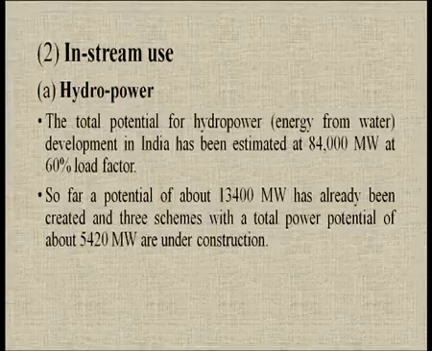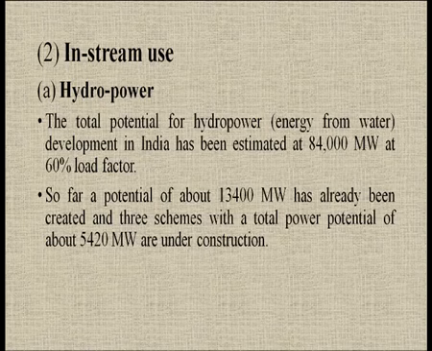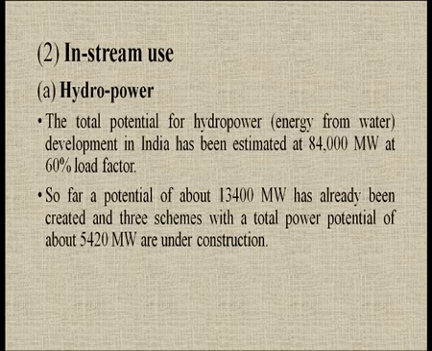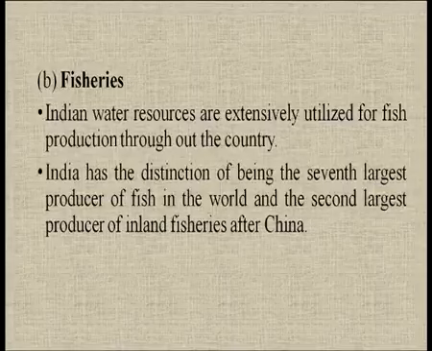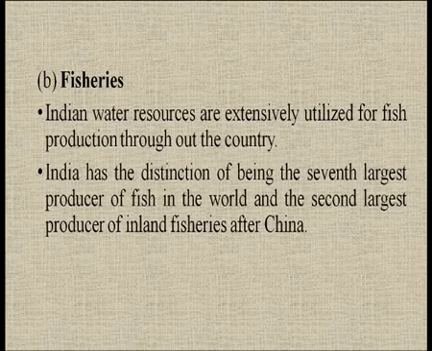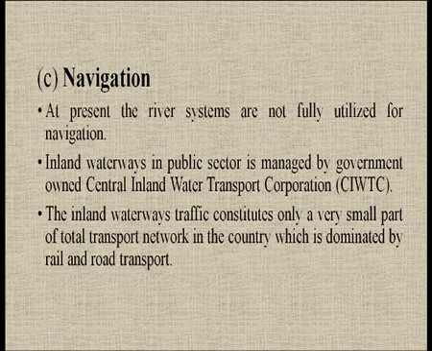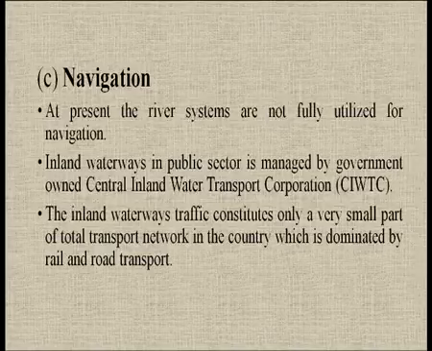In-stream use is like hydropower. The total potential for hydropower development in India is estimated at 84,000 megawatt at 60% load factor. Then fishery. Indian water resources are extensively utilized for fish production throughout the country. Navigation. At present, the river systems are not fully utilized for navigation. Inland waterways in the public sector are managed by the government-owned Central Inland Water Transport Corporation.